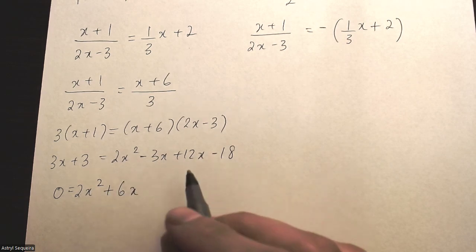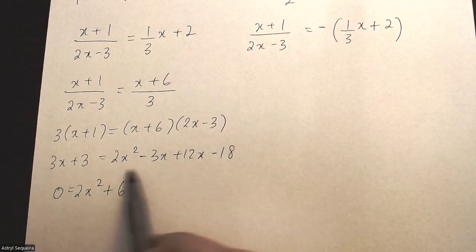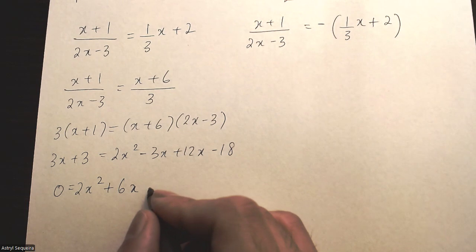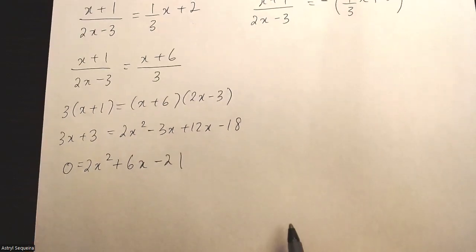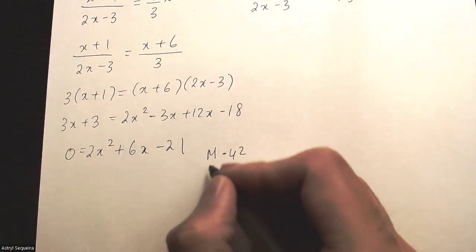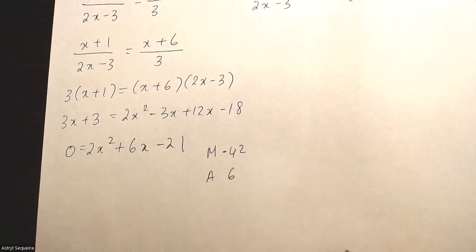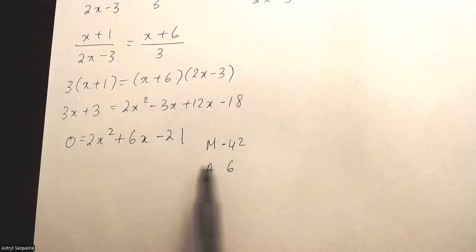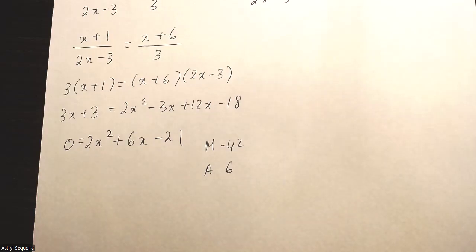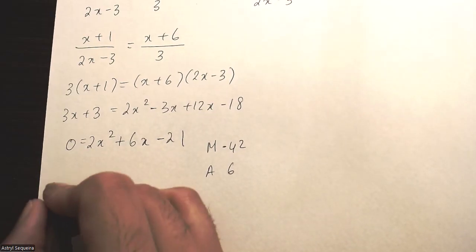So 12x minus 3x is 9x, and then I subtract this 3x when I move it over as well. Negative 18 minus 3 is negative 21. And now I want to factor this. So what multiplies to negative 42 and adds to 6? Nothing really possible over here, which means I have to use the quadratic formula to solve this. So let's do the quadratic formula.